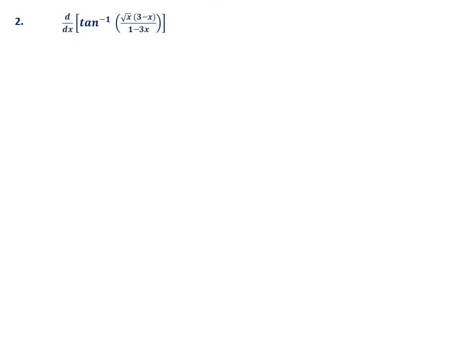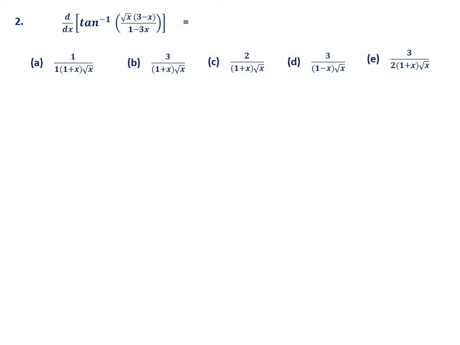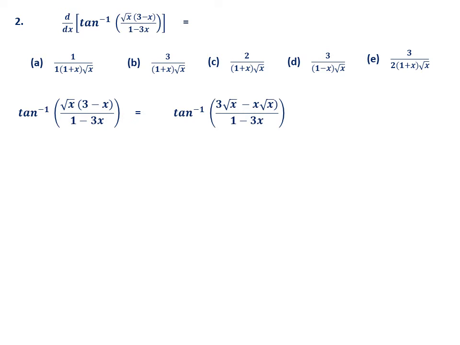Second question. This is based on inverse trigonometric functions. d by dx of tan inverse root x into 3 minus x by 1 minus 3x equals how much? So options are given. Here, of course, 5 options are given. So let us consider tan inverse root x into 3 minus x divided by 1 minus 3x. Of course you can take root x inside, so that it will be 3 minus x root x divided by 1 minus 3x. Now what you have to do is put root x equal to tan theta.